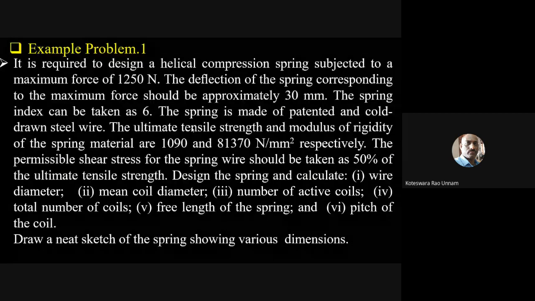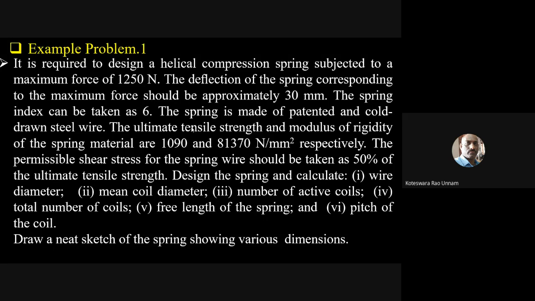In the discussion, if you recall, we said that there are three important parameters in any spring design. These are wire diameter, mean coil diameter, and number of active turns. If you are able to calculate those three first, then the remaining things you can calculate from those three parameters. That's why in this particular problem, he said design the spring and calculate first wire diameter, second mean coil diameter, and third number of active coils. The first three points are only going to be those three.